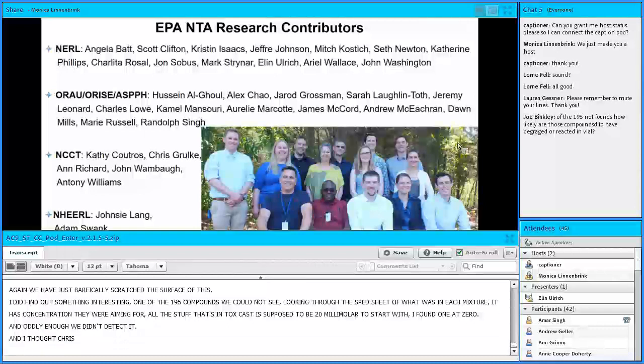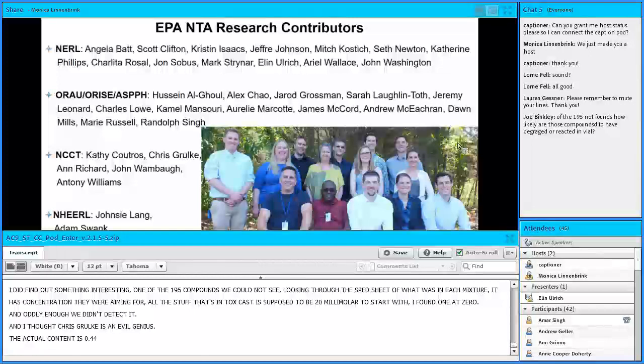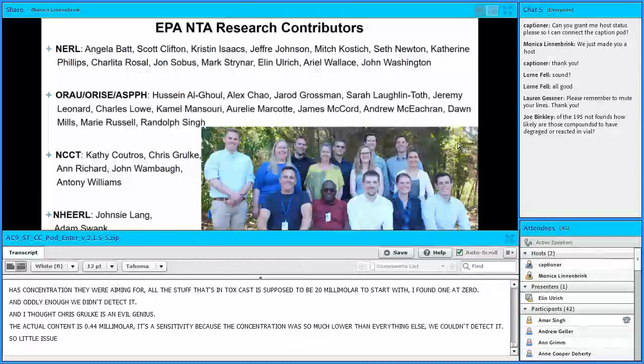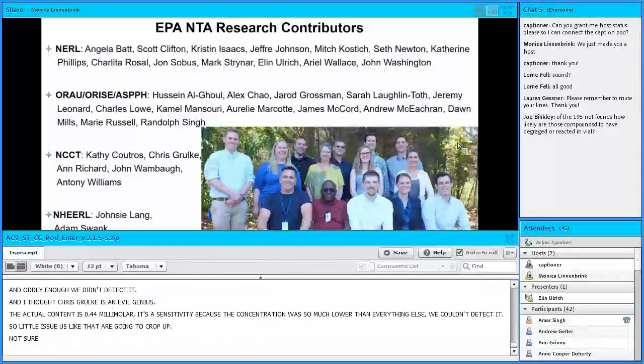So the concentration for that particular compound is 0.004 millimolar. But again, we didn't see it, and it's probably a sensitivity issue because the concentration was so much lower than everything else. We just couldn't detect it. So little issues like that are definitely going to crop up. I'm not sure which mixtures those 195 compounds were in, whether they were in the more complicated ones, 9 and 10 at the end, or whether they were in the ones that we should have gotten.